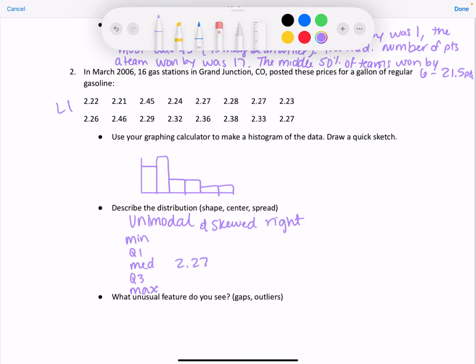That's fine. Okay. Now, as far as, remember, this is the price of gas, so it's money. Money, money, money. Can I have it? No. You're so funny, Josh. All right.